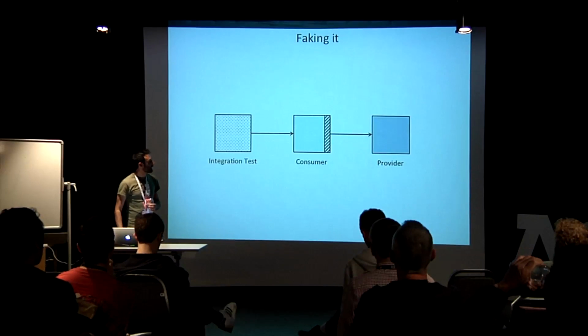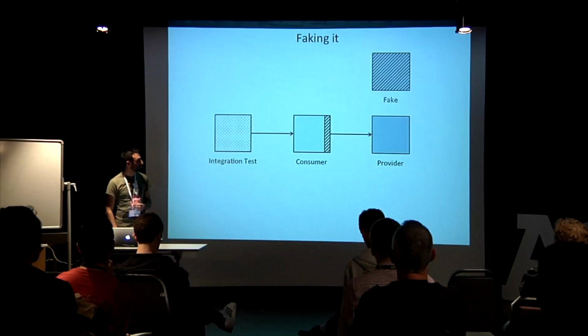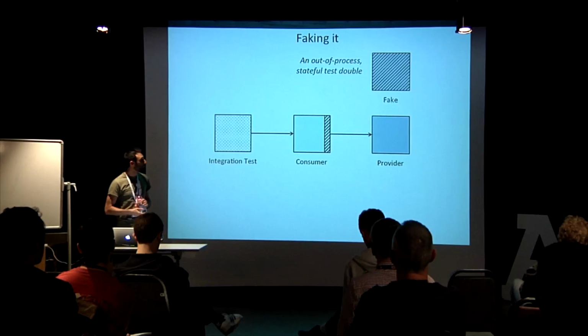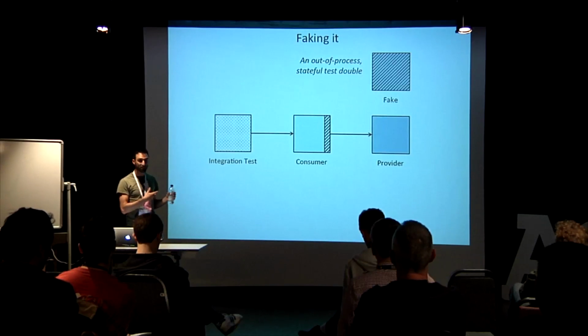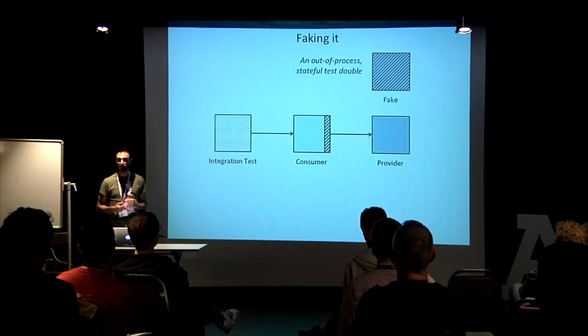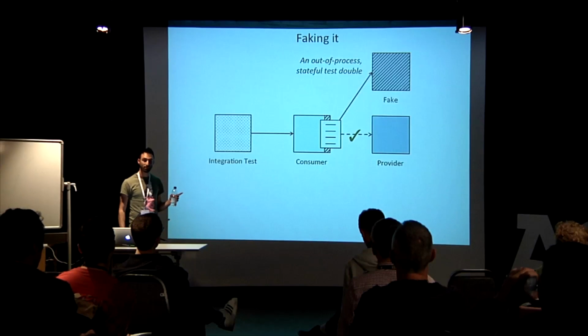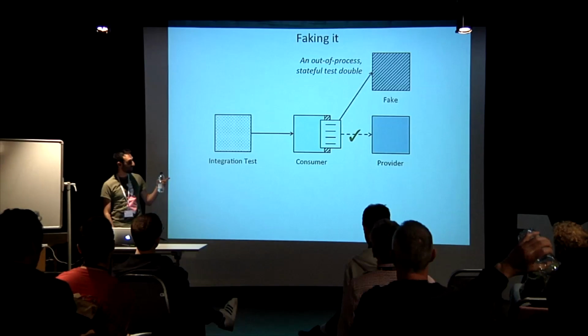So another approach is to use what I call a fake version of the provider. What I mean by that is an out-of-process stateful test double. So essentially what we're saying here is it's a system that provides the same network interface as the provider, the same API. It isn't injected into my consumer, and it can maintain state. So we can point at that instead. And that's actually no better than stubbing the client, except for one thing, and that's that we have this contract test. So we're using this contract test to assert the behavior of the provider.